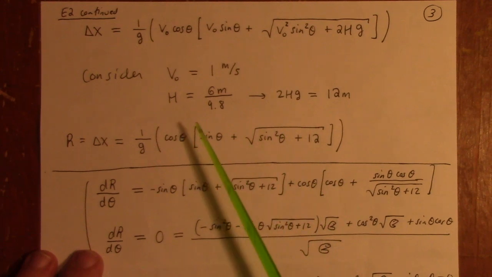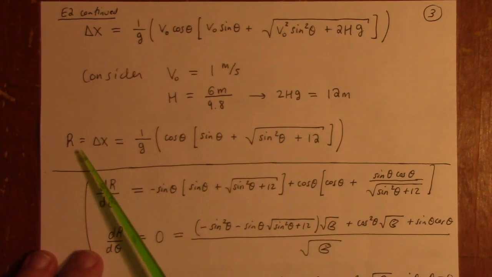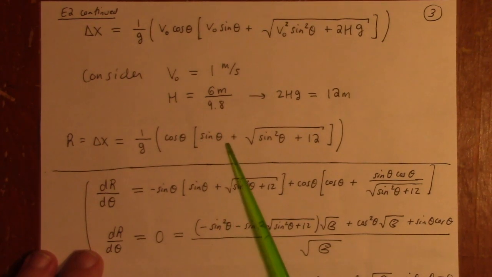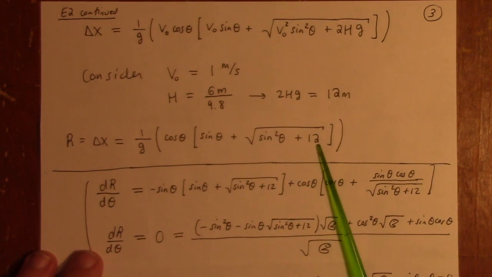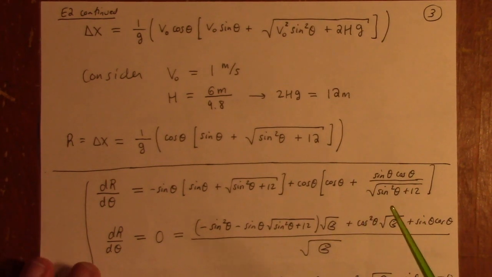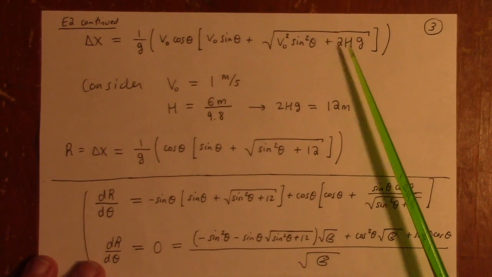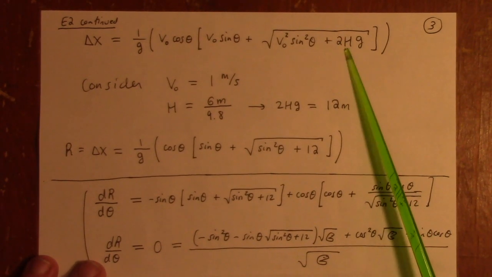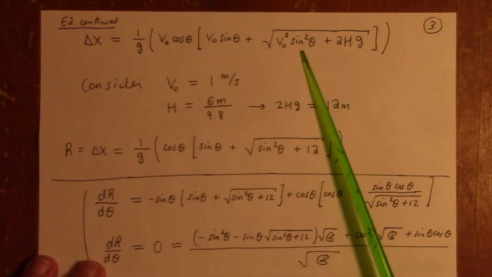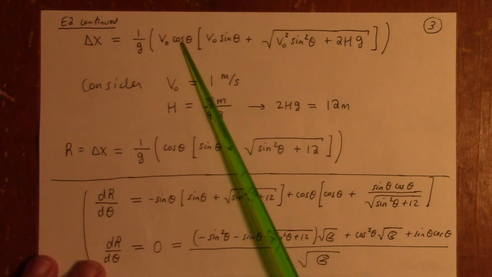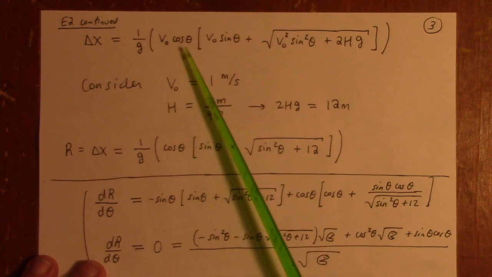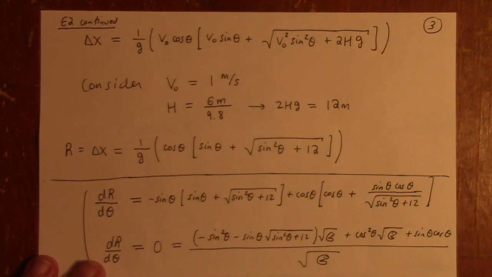And so, omitting the meters just to reduce clutter a bit, my range is going to be 1 over g cosine theta times the big bracket sine theta plus the square root of sine squared theta plus 2hg, close big bracket. Notice what happens. You can recover the range equation when you put h equal to 0. See that? If h equals 0, this just drops down to v naught sine theta, and then you get 2 of them, and you've got the cosine, so you get 2 v naught squared sine theta cosine theta, which then simplifies, of course, to our beloved range equation, which is just what?